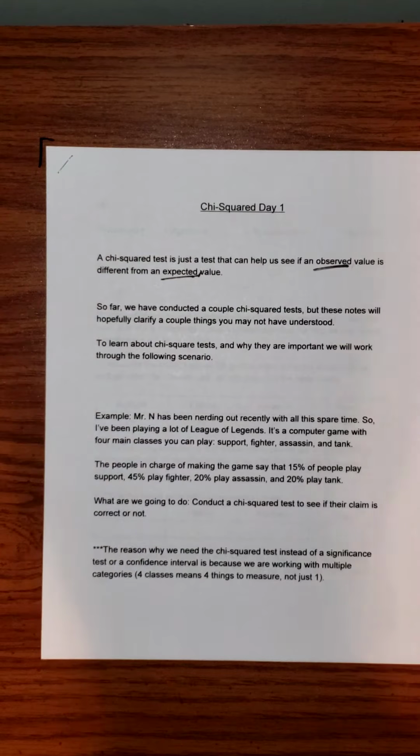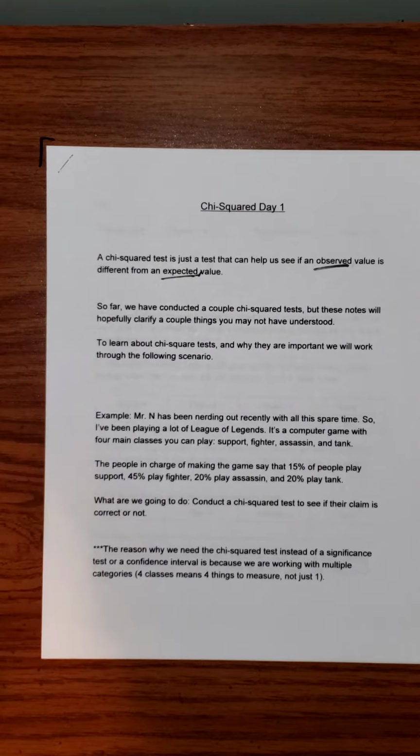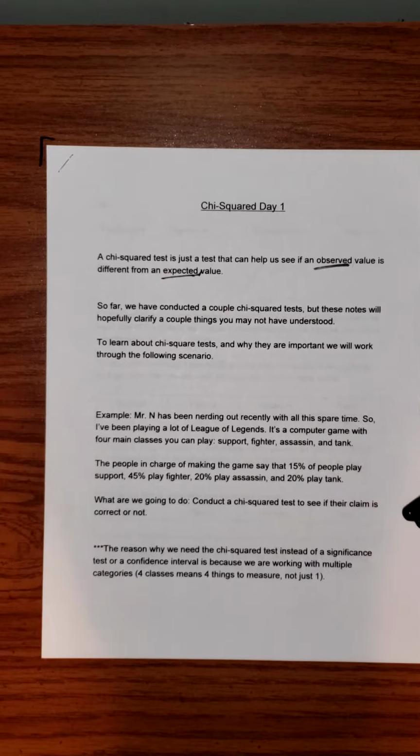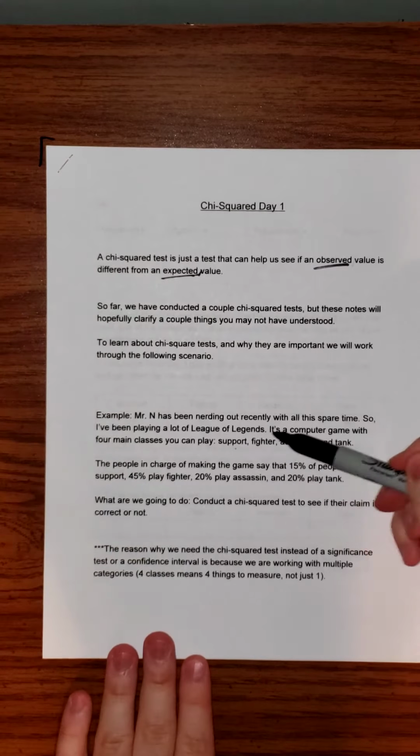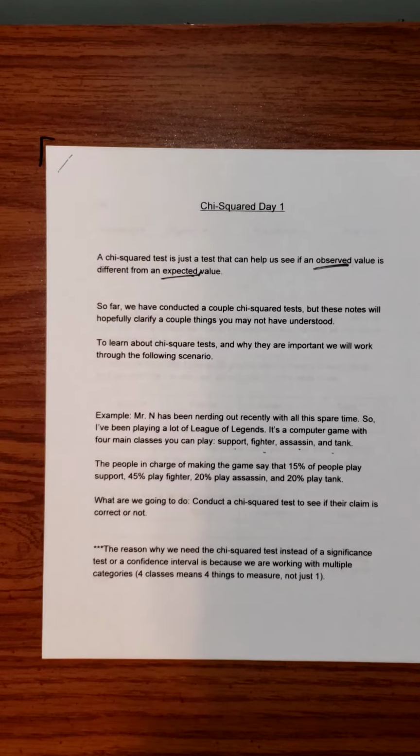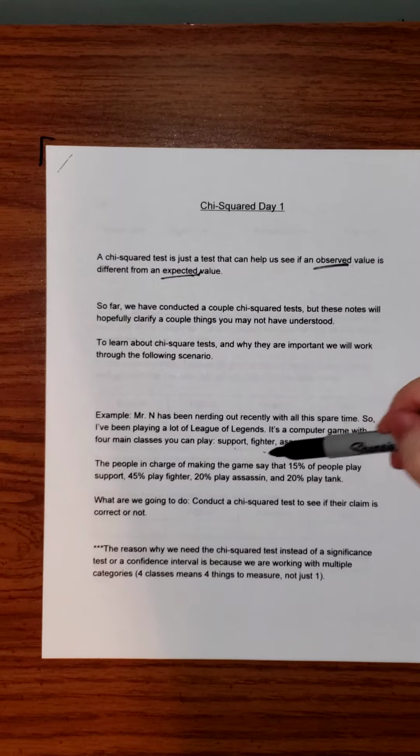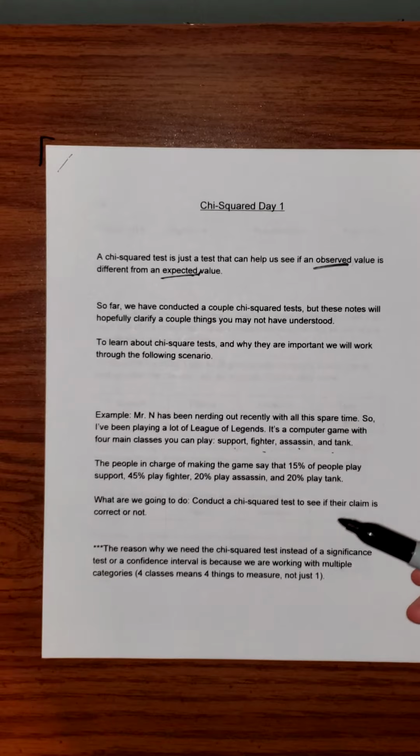So the example we're going through today, I've been nerding out recently. There's a lot of extra time, obviously, with what's been going on in the world. So I've been playing a lot of League of Legends lately. It's just a computer game. All you need to know for this example is that there's 4 main classes in the game, okay? Support, fighter, assassin, tank. Essentially what you can do is you just pick between one of the 4 classes. And this is a pretty good example to see how chi-square works in reality, okay?